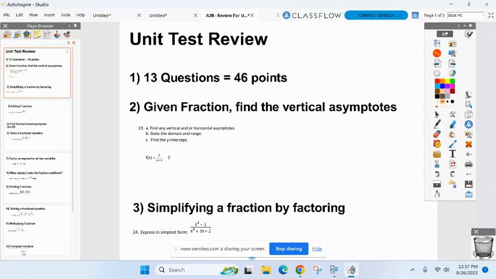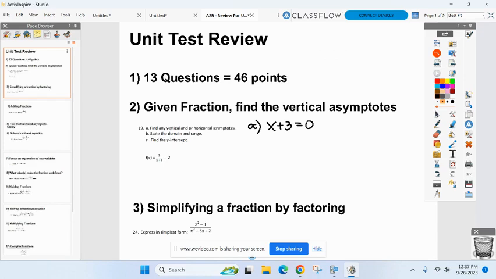The vertical asymptote is where the fraction is undefined. What does undefined mean? I take whatever's in the denominator and figure out when it equals 0. I don't care what's in the numerator tomorrow. Don't touch it. If it looks factorable, don't touch it.